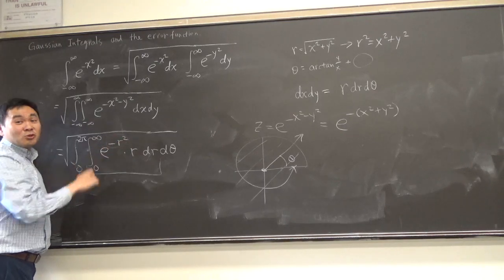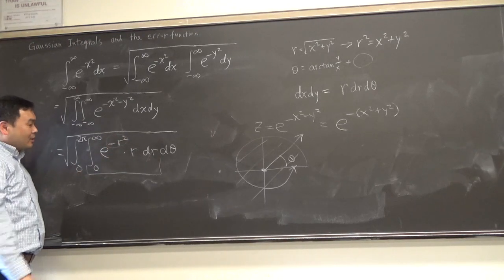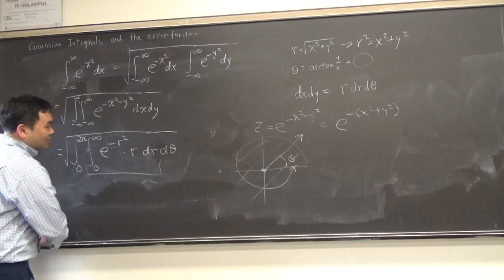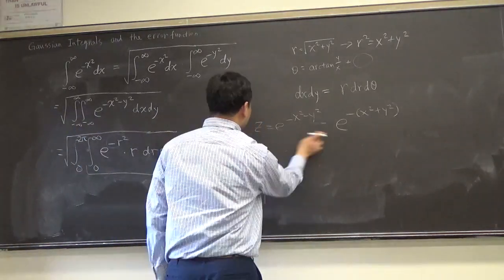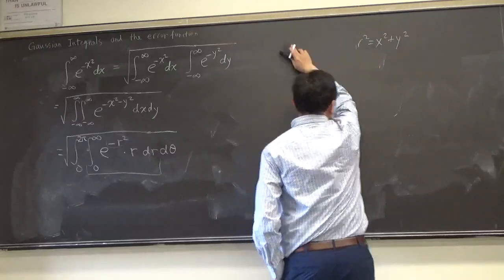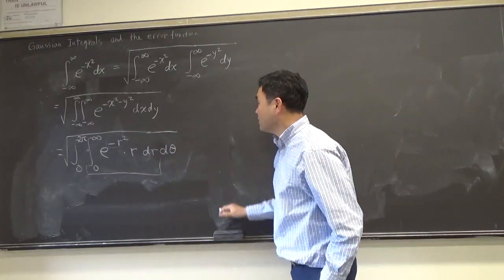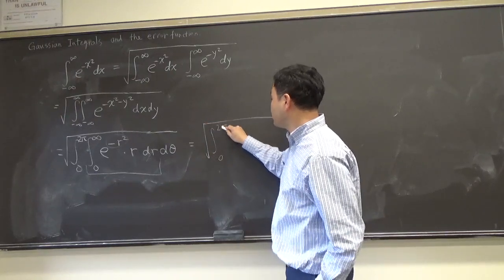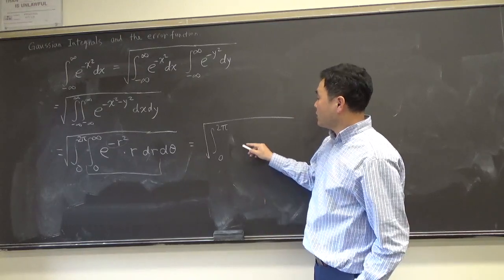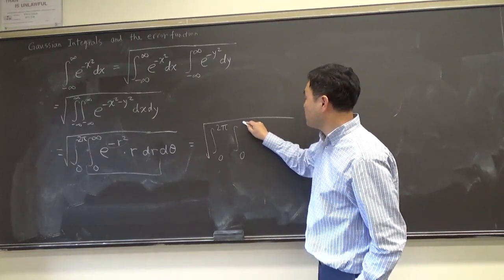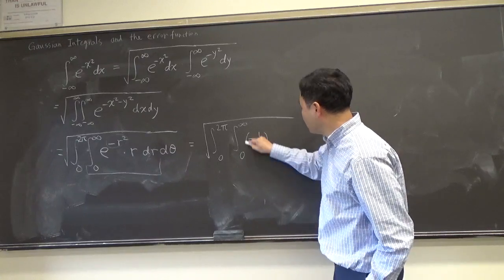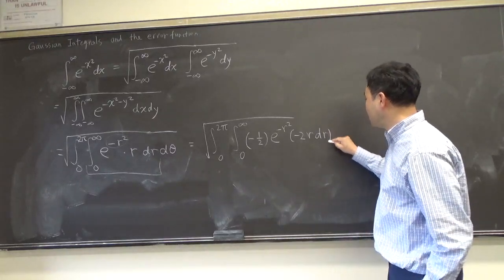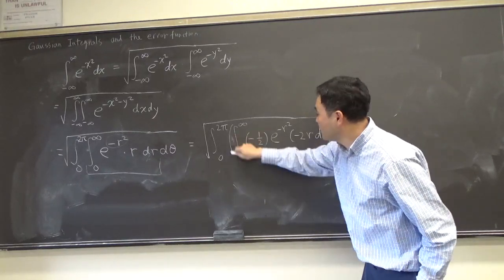See, if you say this is u, then du is negative 2r, right? So the way we can do this is by saying this is the integral from 0 to 2 pi of the integral from 0 to infinity of negative 1/2 times e to the negative r squared times negative 2r dr, and then d theta.